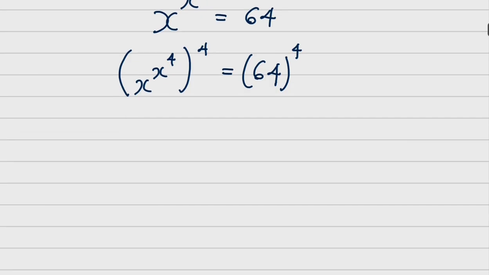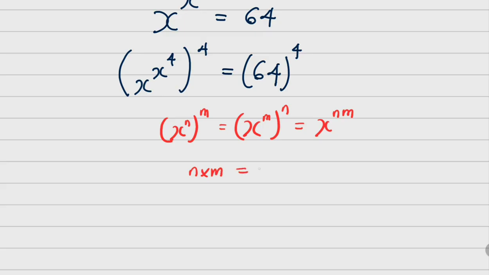Now since you have this, recall that in indices, if I have x raised to power n raised to power m, it is the same thing as having x raised to power m raised to power n, which is the same thing as x raised to power n m. Now, why we said this is because whether you have n times m or you have m times n, they are all the same. Multiplication is commutative.